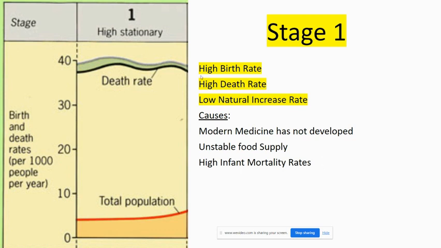You should, once again, have these notes on your demographic transition model. I am going to attach a sheet that shows you those stages of the demographic transition model. If you want to either print it out or type in it, you can use it to type. But you're going to have stage 1. These are going to be the characteristics of stage 1: high birth rate, high death rate, low natural increase rate. You can write that below stage 1.